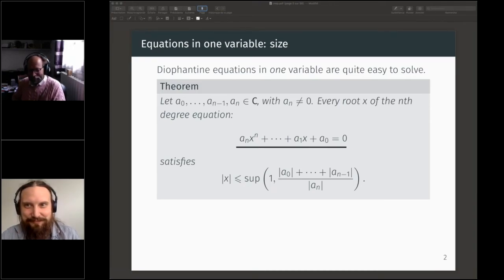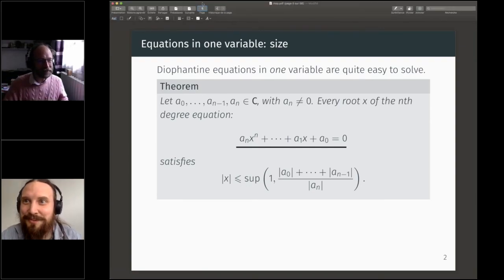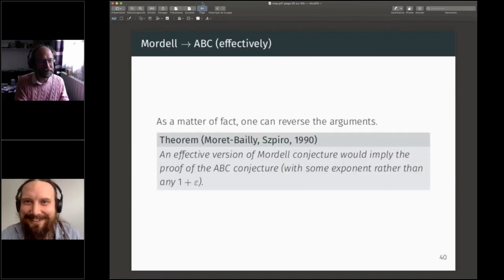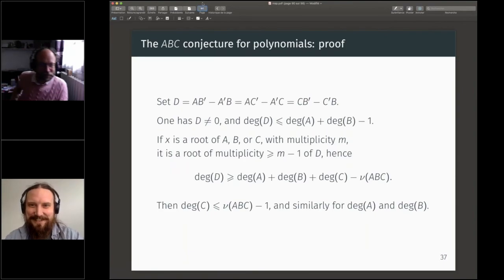That's a very, very good remark. And there is one tool. Do we have 2 minutes? If yes, I have 2 minutes, so I will give you the proof of ABC for polynomials, and then you'll see.